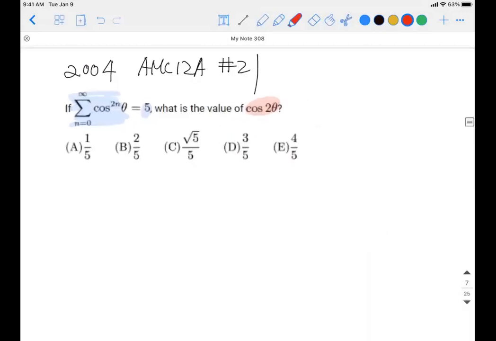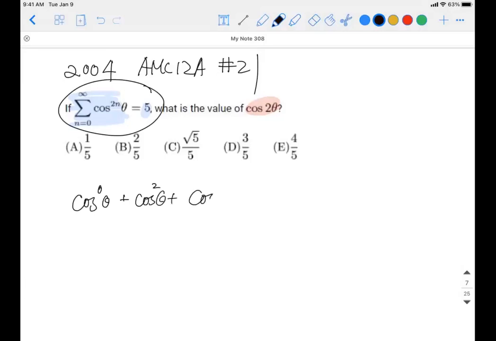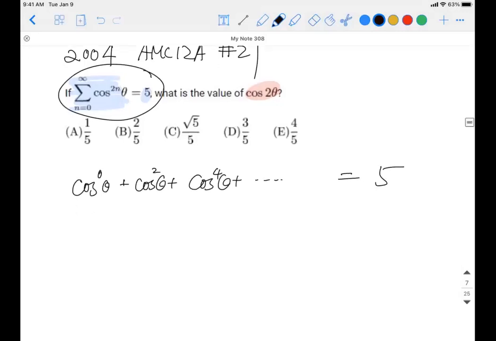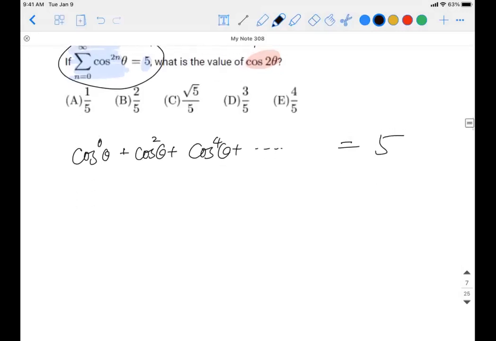So for such a problem, I think at the very beginning, what you're gonna do is you just basically write, you only have one condition, right? This is gonna be cosine 0 theta, cosine 2 theta, cosine 4 theta, all the way to whatever, adding them together equals 5. So that one means what?